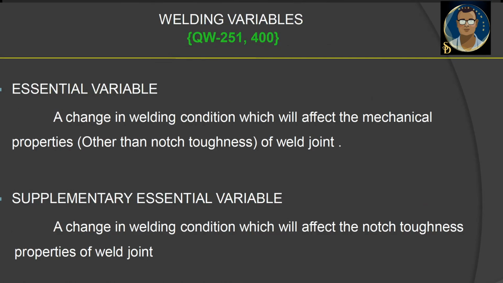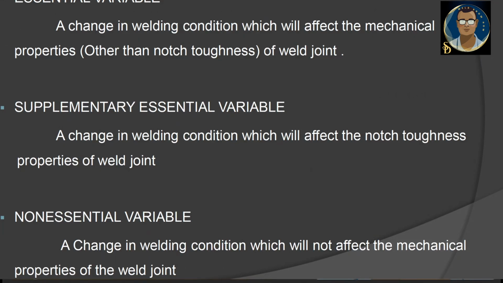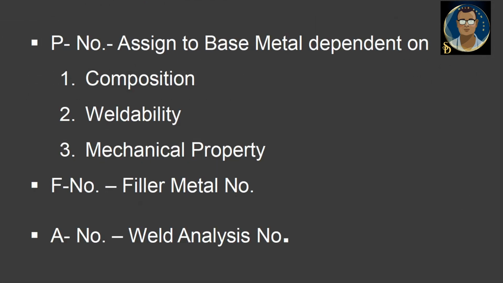Essential variable: a change in welding condition which will affect the mechanical properties, other than the notch toughness, of the weld joint. Supplementary essential variable: a change in welding condition which will affect the notch toughness properties of the joint. Non-essential variable: a change in welding condition which will not affect the mechanical properties of the welding joint. P number, we can find this table for assigning the base metal dependent on composition, weldability, mechanical property. F number is the filler metal number. A number is the weld analysis number.